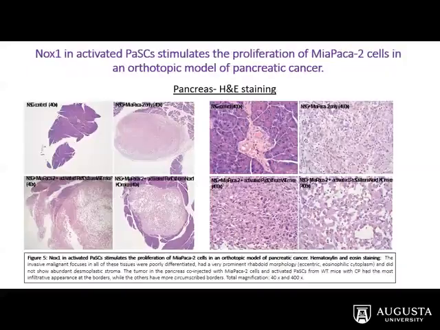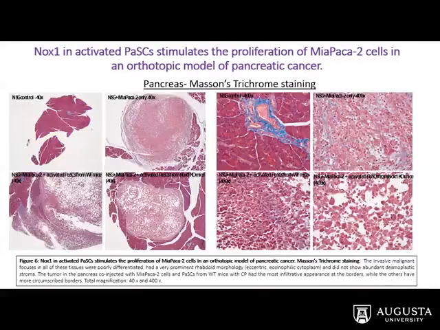The H&E staining of the pancreas shows that the malignant foci are poorly differentiated. The cells have a very prominent rhomboid morphology. The tumors of the pancreas of the NSG mice co-injected with MIA PaCa cells and activated pancreatic stellate cells from the wild-type mice have the most infiltrative appearance of the borders, where the other ones have more circumscribed borders. The Masson trichrome shows a low presence of collagen fibers and no abundant desmoplastic reaction.